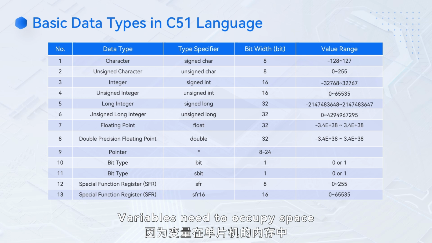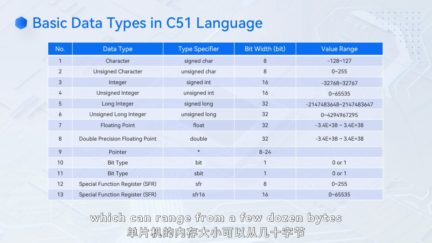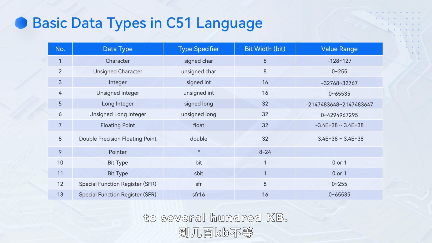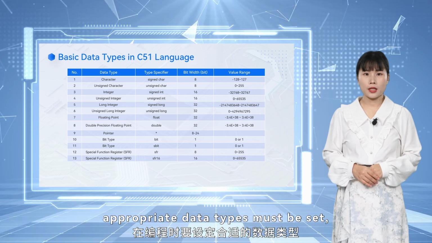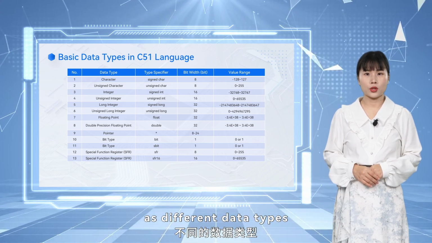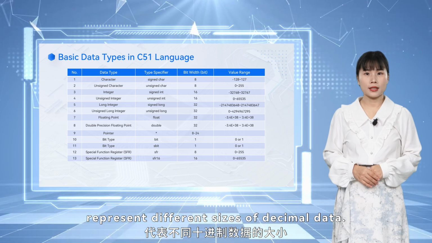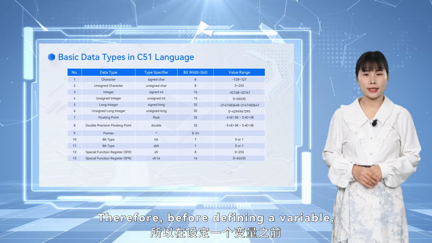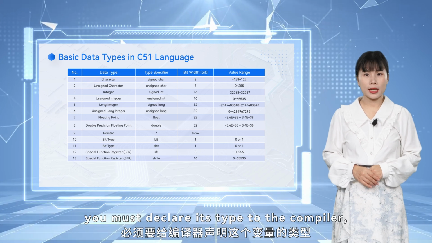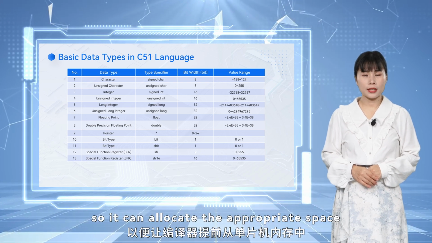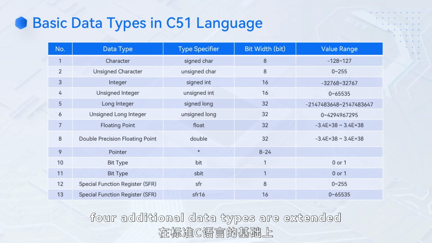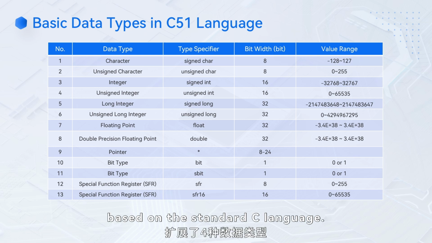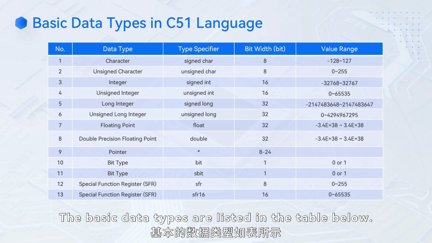Variables need to occupy space in the MCU's memory, which can range from a few dozen bytes to several hundred KB. To make efficient use of the MCU's memory space, appropriate data types must be set, as different data types represent different sizes of decimal data. Therefore, before defining a variable, you must declare its type to the compiler, so it can allocate the appropriate space in the MCU's memory. In C51, additional data types are extended based on the standard C language. The basic data types are listed in the table below.